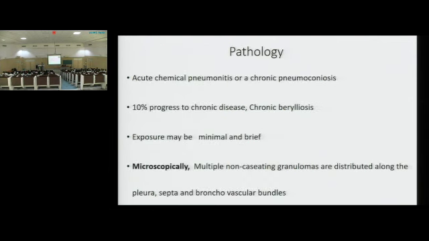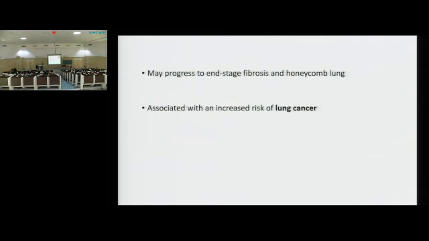In pathology, there can be acute pulmonary pneumonitis or chronic pneumoconiosis. 10% of patients progress to chronic disease and they may develop chronic berylliosis. The exposure may be minimal and brief, and microscopically these patients will have non-caseating granulomas distributed along the pleura, septa and bronchovascular bundles. They may progress to end-stage fibrosis, and these patients may have a honeycomb appearance of the lung also, and they are associated with increased risk of lung cancer. Berylliosis patients again will have increased risk of lung malignancies.